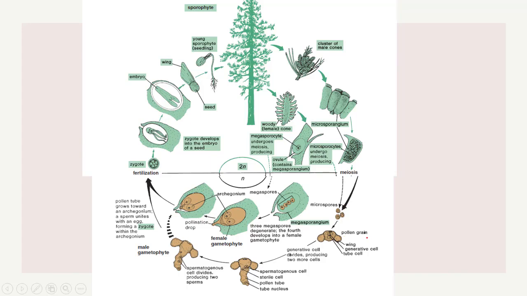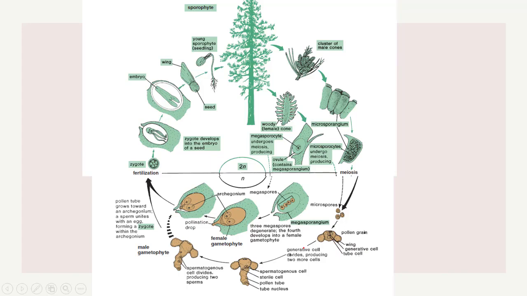And with the pollen grain, we can see the structure. Inside the pollen grain, we can have wings. Why does the pollen grain have wings? Because they need them for flying, because the reproduction is helped by the air. And then inside, you will find two cells. The first one is the generative cell, and the second one is the tube cell.